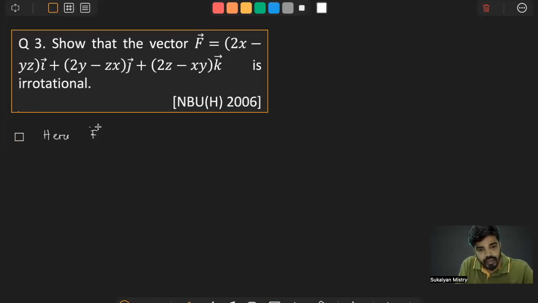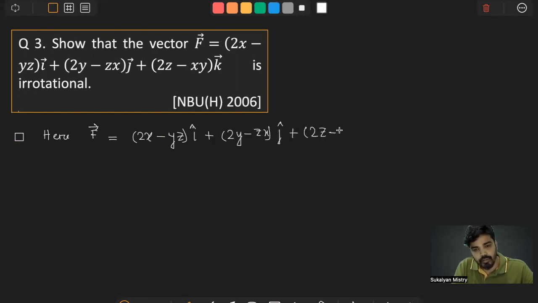Here f is equal to (2x minus yz) i plus (2y minus zx) j plus (2z minus xy) k. So we have to find curl f. We have to show curl f is equal to 0. Curl f means del cross f. This operator is called del or nabla.